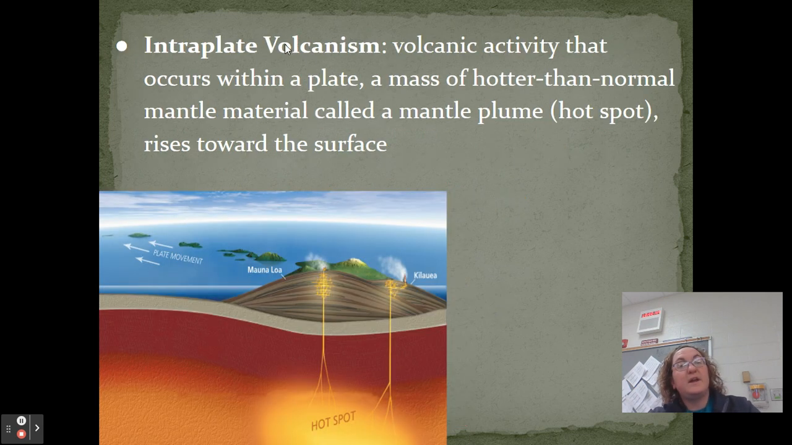So intraplate volcanism, these are your hotspots. And again, there's a weakness in the crust and there are volcanoes that come right in the middle of the crust. So like Hawaii, the Galapagos Islands, there's also Easter Island. They're all hotspots because they are weaknesses in the crust that volcanoes just come through, the molten rocks come through and create the land to make these hotspots.